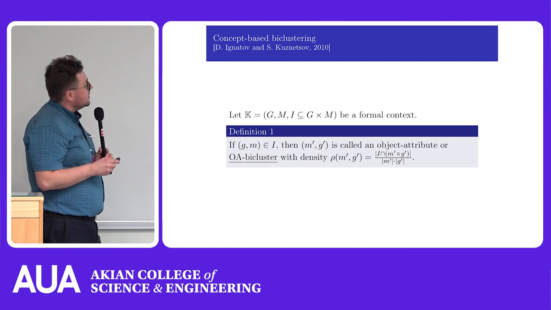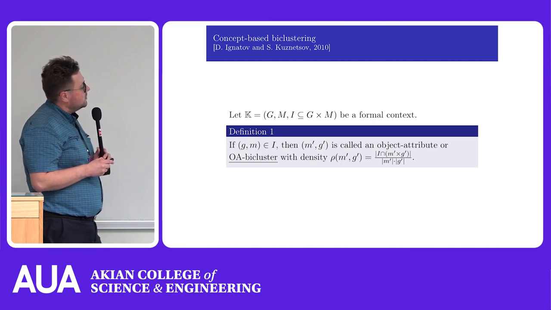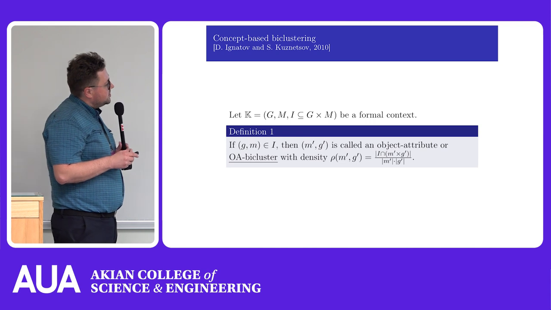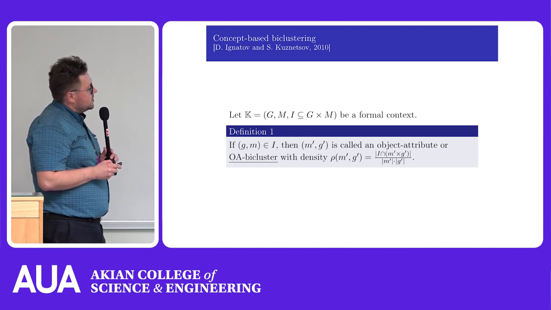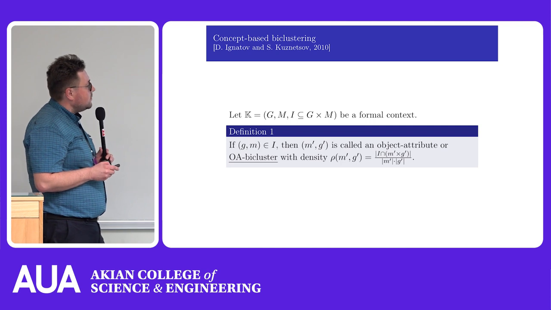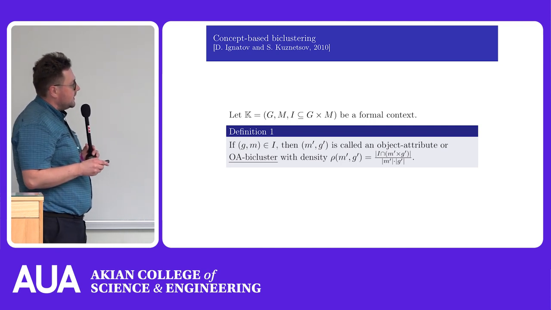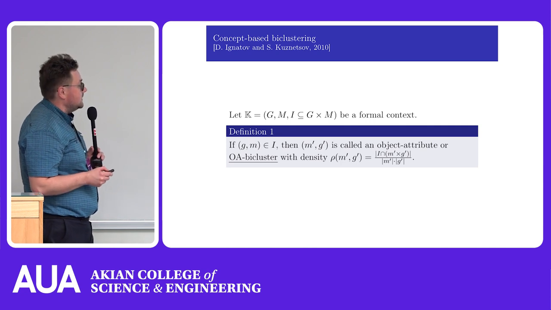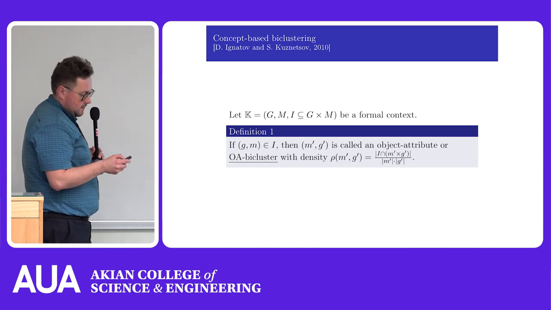Actually, we can consider just one pair, an object and an attribute, maybe the gene and some condition, and we can apply prime operators saying that M prime is just the set of objects that shares M as an attribute, and vice versa, G prime is the set of all attributes which describes the object G. And then we can intersect such a rectangle with the incidence matrix and count the number of non-empty cells, and this is exactly the density of such a bicluster.